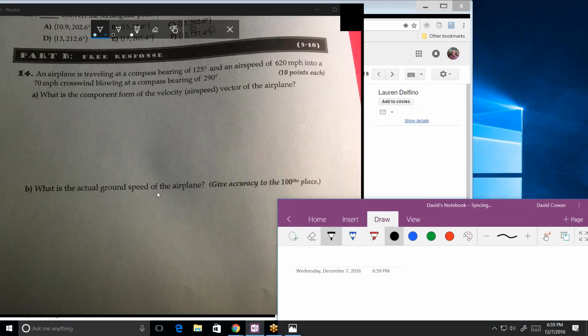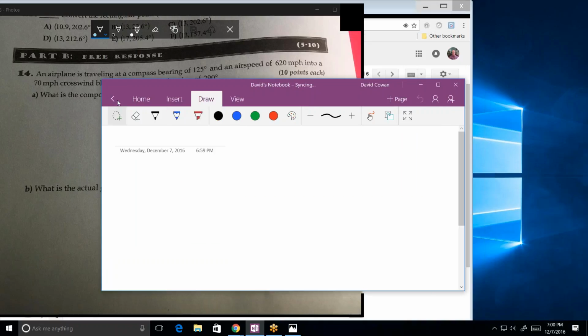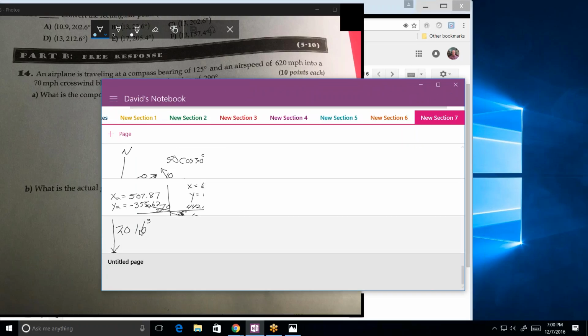and what's the actual ground speed? They say Yeah, get how do you the accuracy to the 100th place. I'm not sure we did that. What did we come up with for this? Wait, did we find the ground speed already? Yeah, that was that resultant vector. What? I'm so confused. Wait.